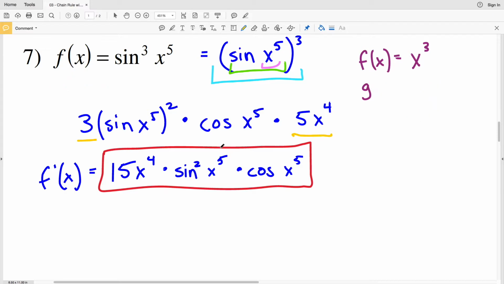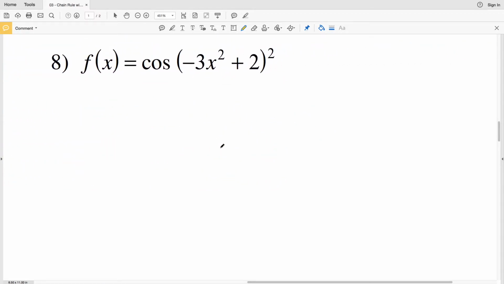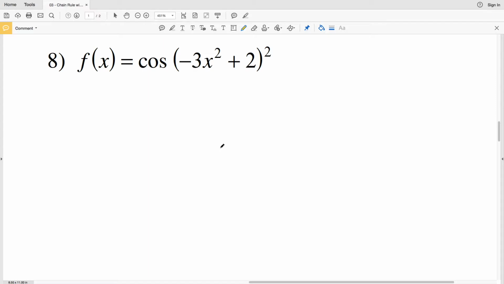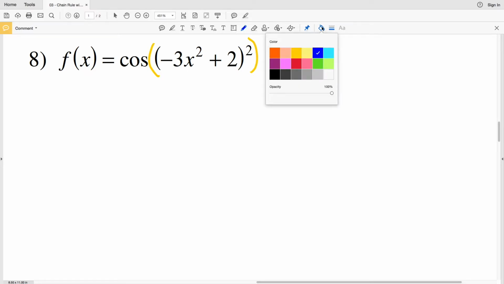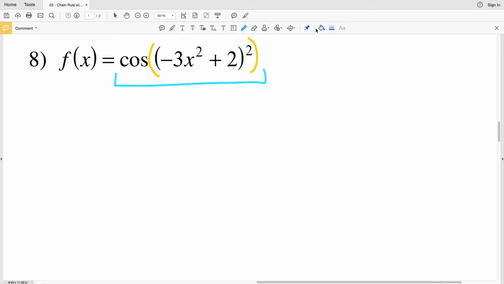In number 8, f of x equals the cosine of negative 3x squared plus 2 squared, and we're finding the derivative of that. Now I want to note that this exponent of 2 is applied within the cosine. It's not applied to the cosine function itself, it's applied within the cosine. So the derivative of this entire term, we're taking the derivative of our outside function, the cosine function, then we're going to multiply that by the derivative of our inside function, which is negative 3x squared plus 2 squared, and then after that we need to apply the chain rule again to take the derivative of the innermost function, which is just negative 3x squared plus 2.